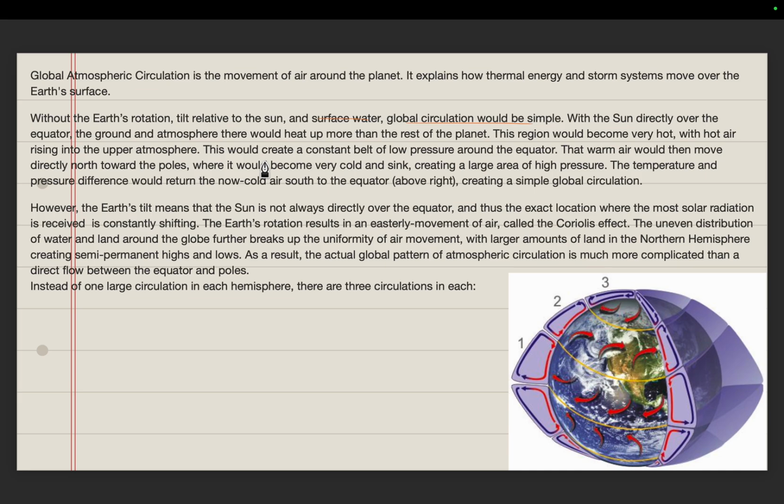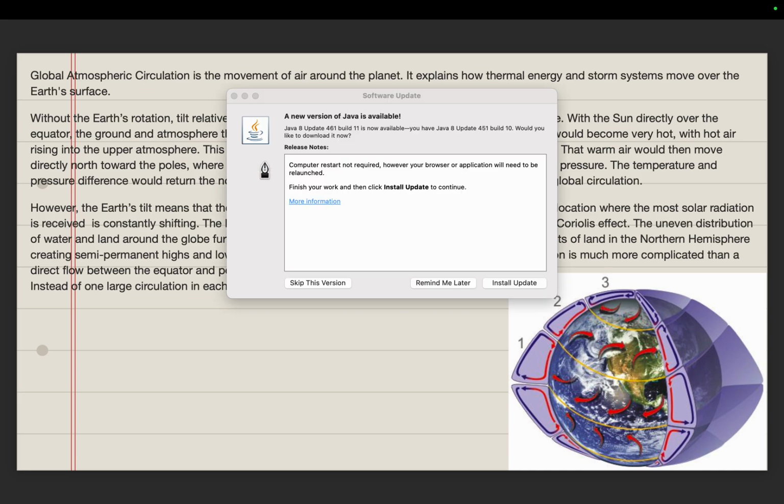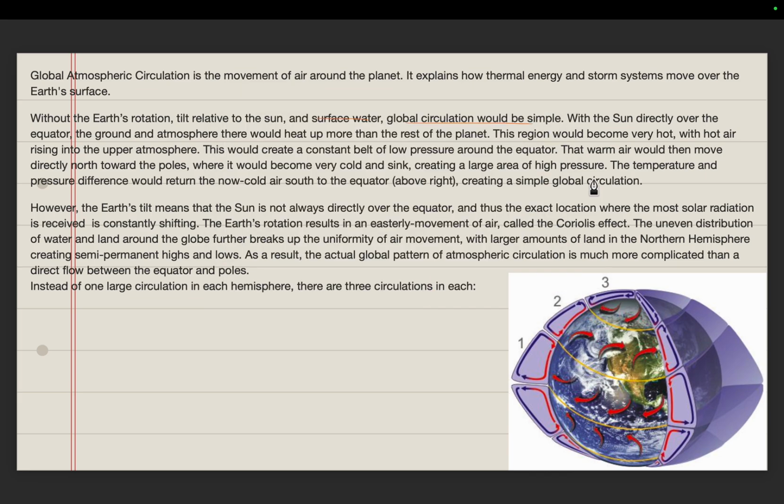That warm air would then move directly towards the north and south poles, where it would become cold and sink, creating a large area of high pressure. The temperature and pressure difference would return the now cold air to the equator, creating the simple global circulation model.